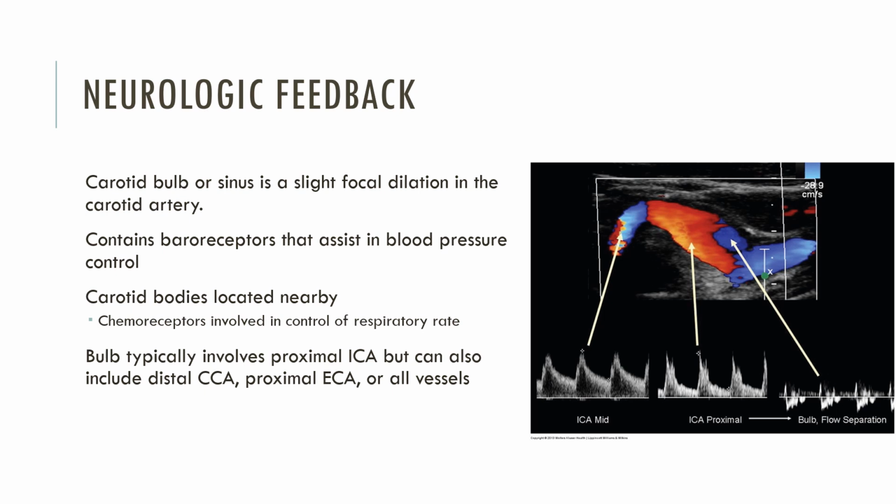Also, we have carotid bodies nearby, basically at that bifurcation into the internal and external, and these are chemoreceptors that are involved in respiratory rate. So these are going to be basically looking at the oxygen levels of our blood flow here, and they're going to increase and decrease respiratory rate to keep those oxygen levels where they need to be. The bulb typically involves the proximal ICA, but can also include the distal CCA, proximal ECA, or all vessels. So that's just one thing to keep in mind, although most commonly it's right here at the origin of the ICA.